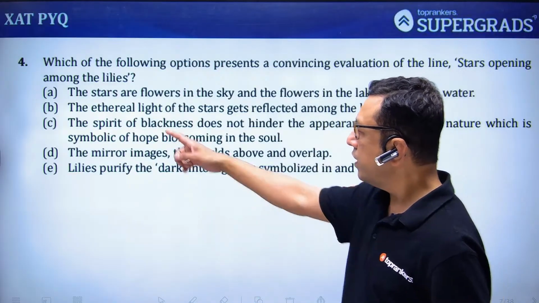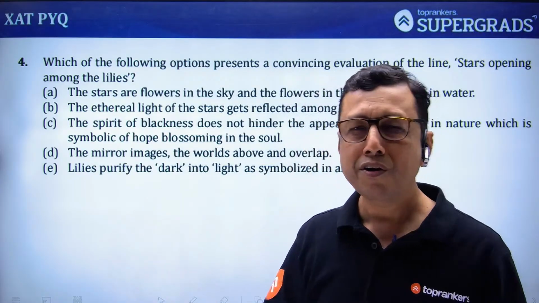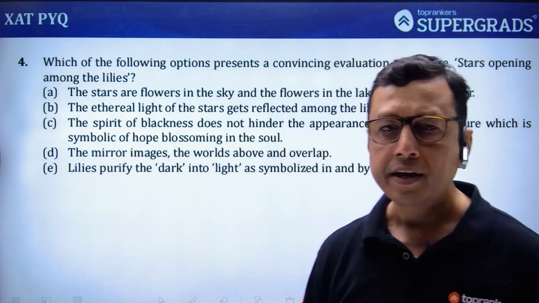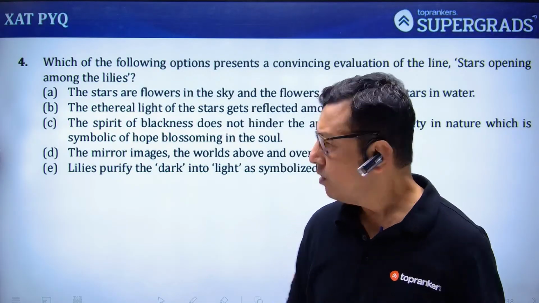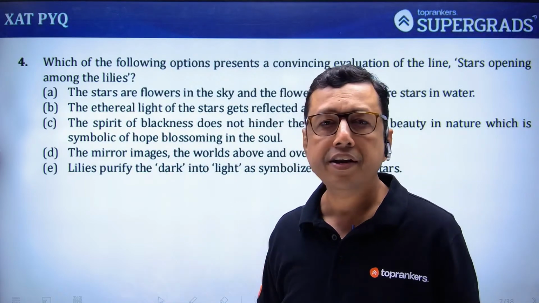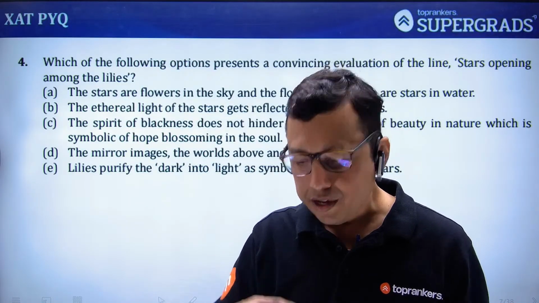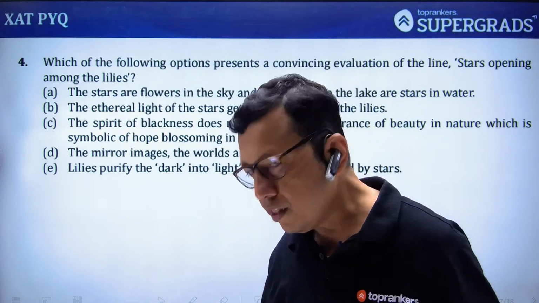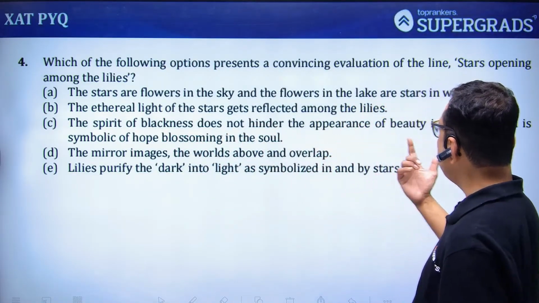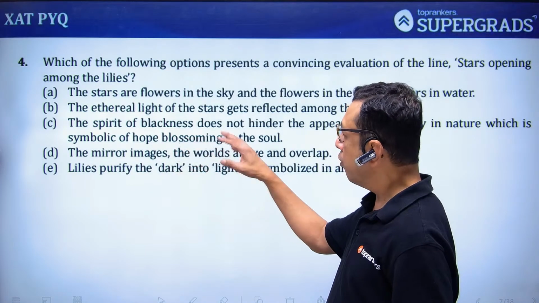Okay. The ethereal light. What does ethereal mean? Something that's not perceived to be real. It's not perceived as real because it's floating. It gives you a floating sensation, and therefore it's not considered to be real. That's ethereal. But then the ethereal light of the star gets reflected. There's no connotation of ethereal light. All that it suggests is in the darkness, you can see the reflection of the stars in the lake. That's about it. The spirit of blackness does not hinder the appearance of beauty in nature, which is the symbolic of hope blossoming in the soul.